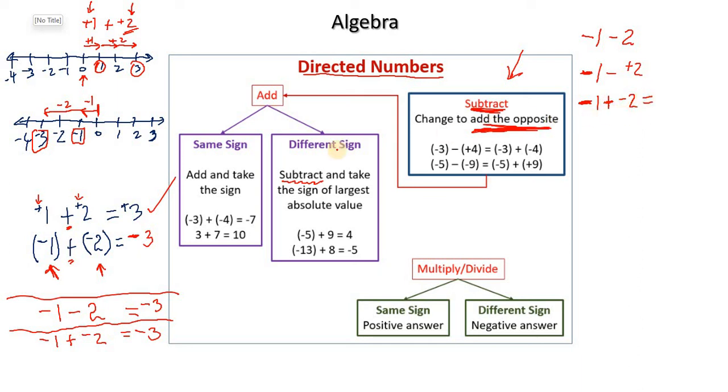And then here you use the same rule you've been using over here. When the signs are the same, we add them and keep the sign. And that gives us that. Okay, so that's one way of thinking about it. Got it? Okay.